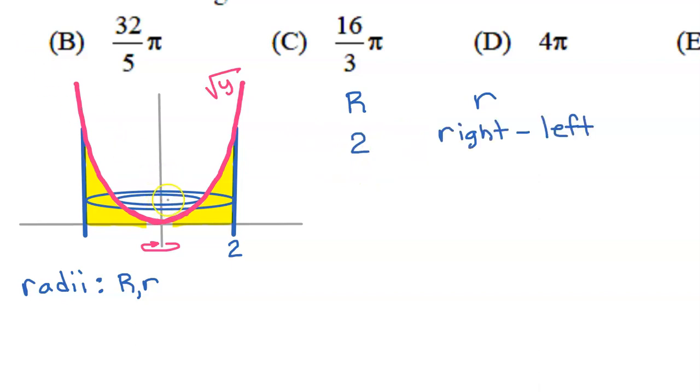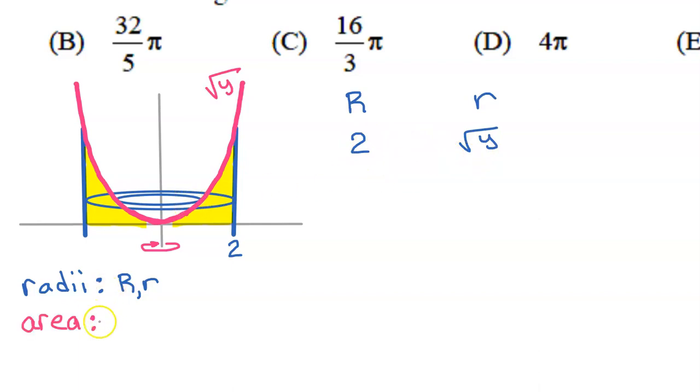Now let's find an expression for small r. The function on the right is the parabola, which is the square root of y. The function on the left is again 0. Radical y minus 0 is just radical y. So that's it for step 1. We have an expression for the big radius and the small radius of the washer.